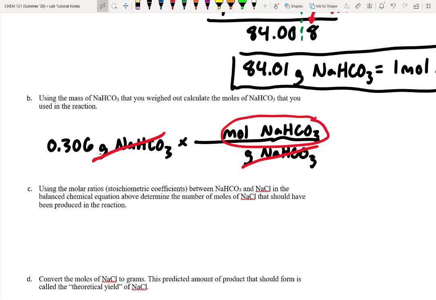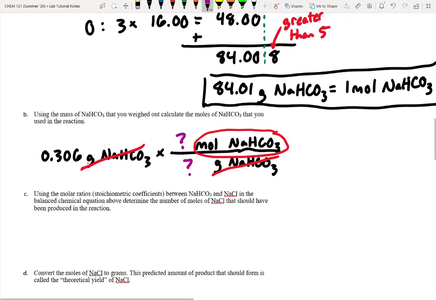Okay, but now I need to plug in numbers, right? So the question is, what number goes here and what number goes here? Well, this is where part A comes in. You see how in part A, 84.01 was paired with the grams unit? That means it needs to be paired with the grams unit down here as well. So let's go ahead and plug that number in. I'll say 84.01. Okay, so now I've got 84.01 with the correct unit.